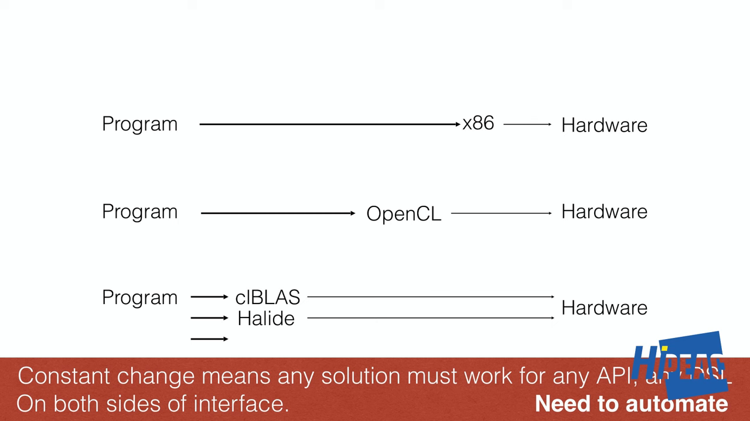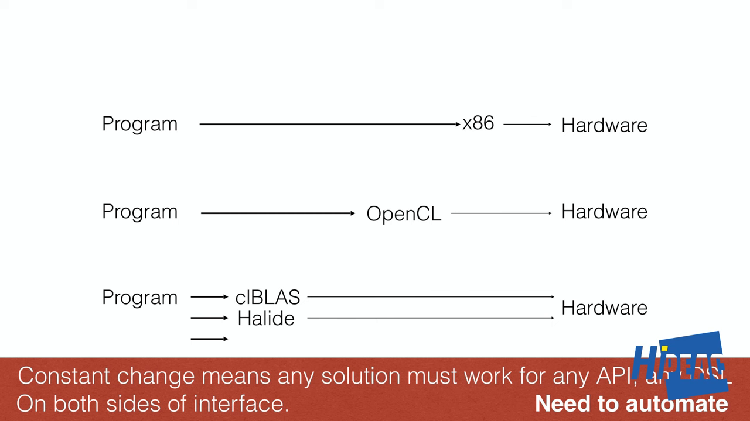Yesterday we said this is going to be a problem because nobody agrees on the APIs. Well, I think in actual fact it is a challenge to us as a community. Constant change of our interface for programs down to these languages means any solution we have to automate that process as compiler writers must work for any API and any DSL. So we need to be able to do more, and this happens on both sides of the interface. We need technology that works for any API down to hardware and from any user code up to the interface.